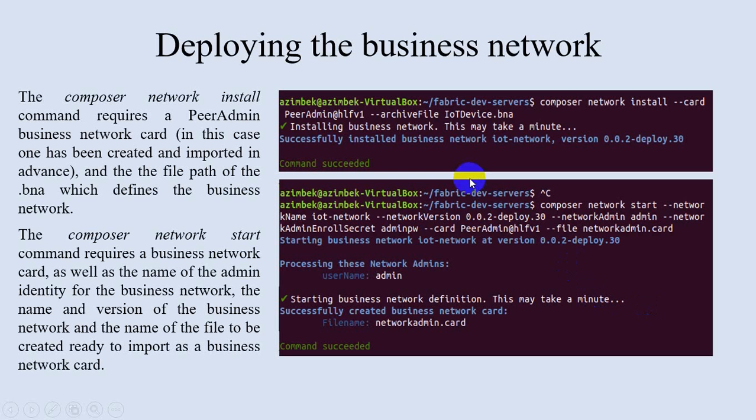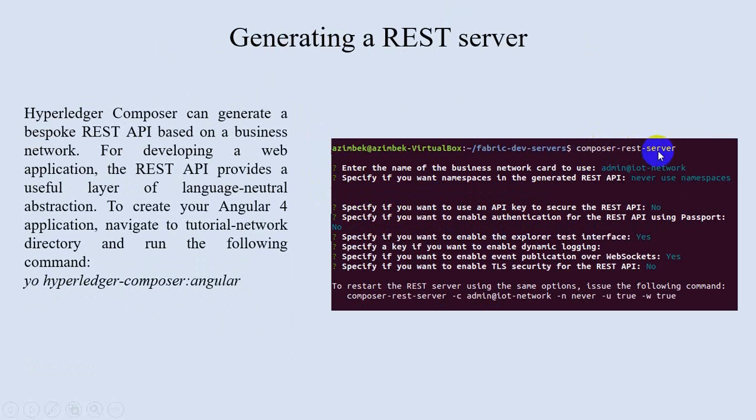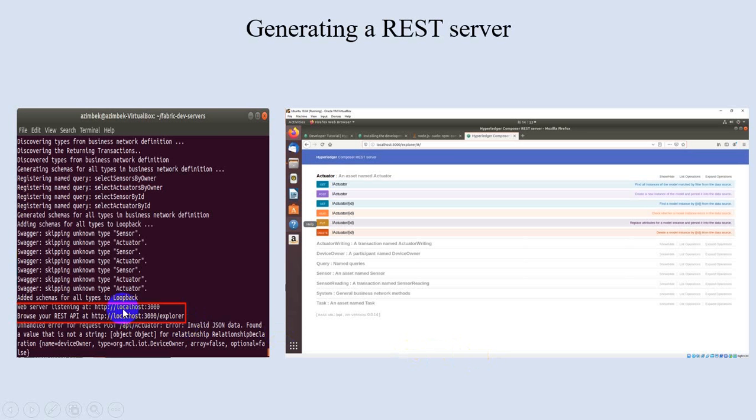And after that, I will explain how to deploy the business network. There is a step-by-step explanation of how to deploy the business network for the proposal system. As you can see, we have a BNA file, and we write composer server, and we should enter that business network card name, admin IoT network, and also the other parameters we should check from this part. And when we run the system, we will be given this localhost link in our web browser, and based on this link we can open our REST server.